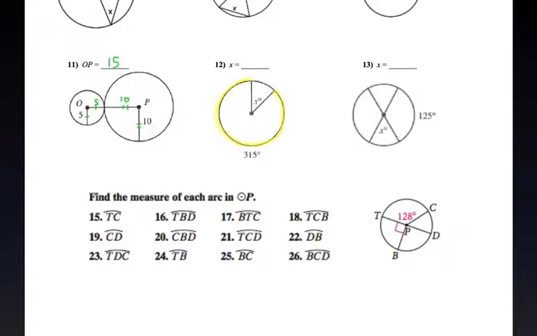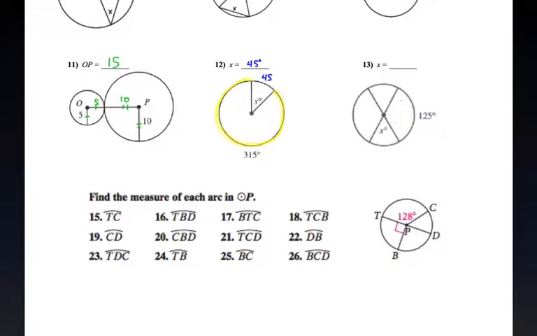This one's a little bit different, but it's kind of simple. The radius is equal to the radius. So if this radius is 5, so is that. If this radius is 10, so is that. So OP has to be 5 plus 10, 15. Number 12, because this major arc is 315 degrees, that minor arc is 45 degrees. The central angle is equal to the minor arc, 45 degrees.